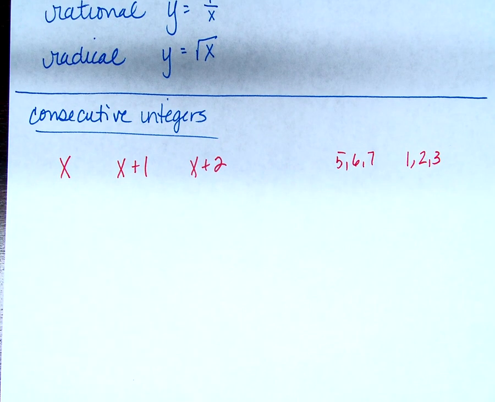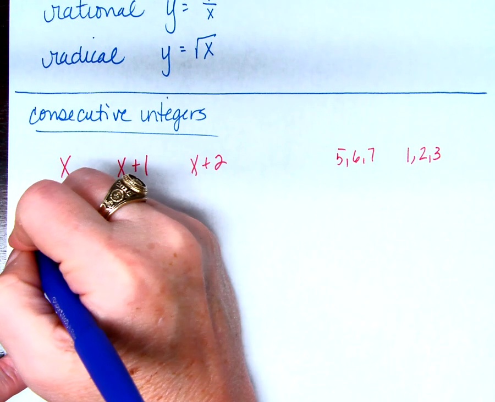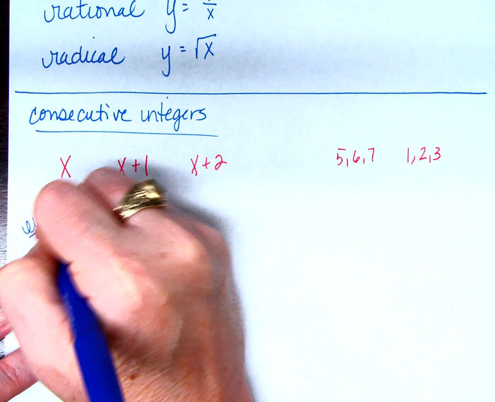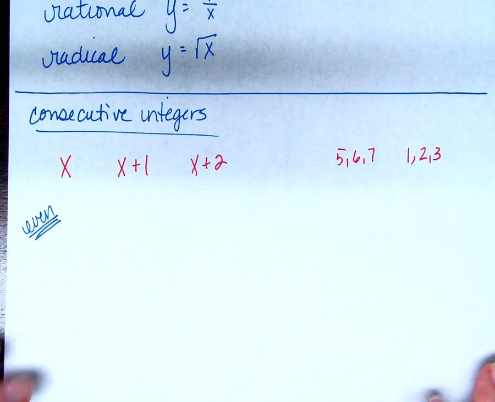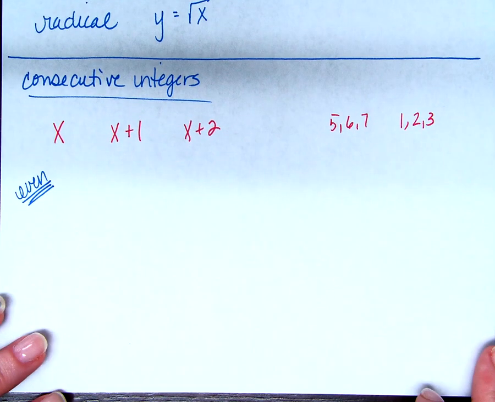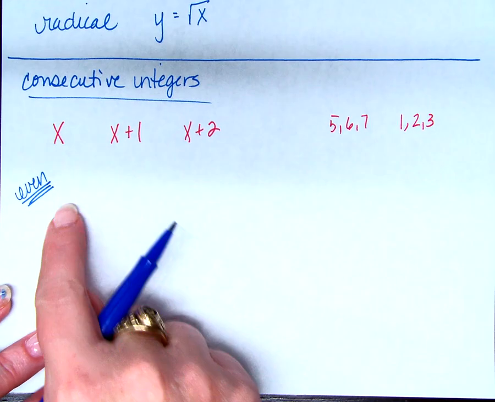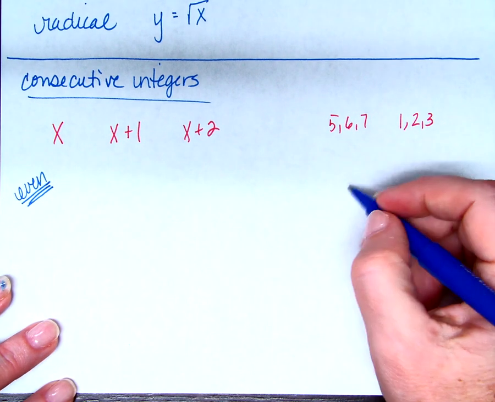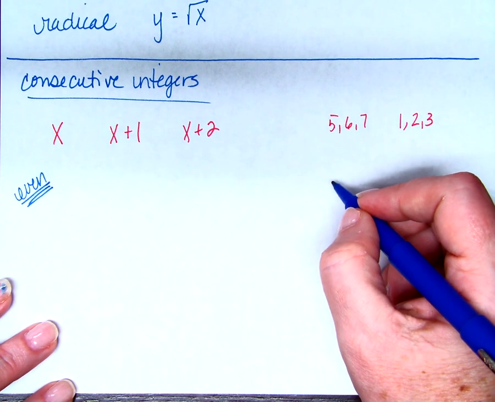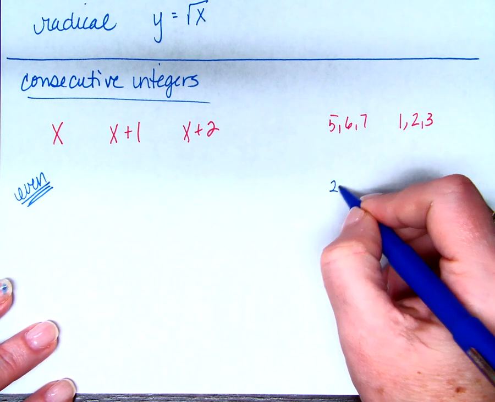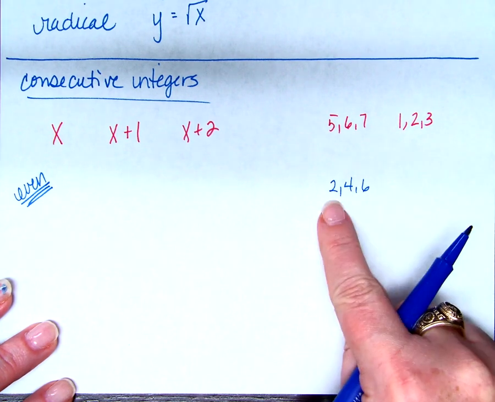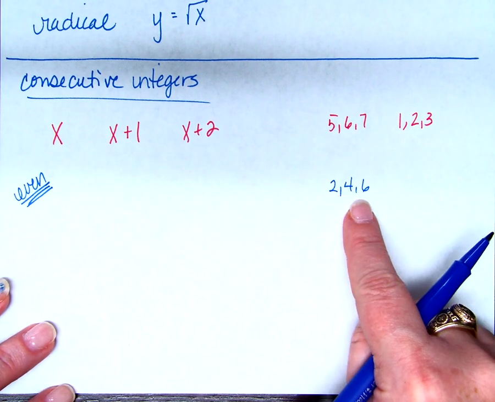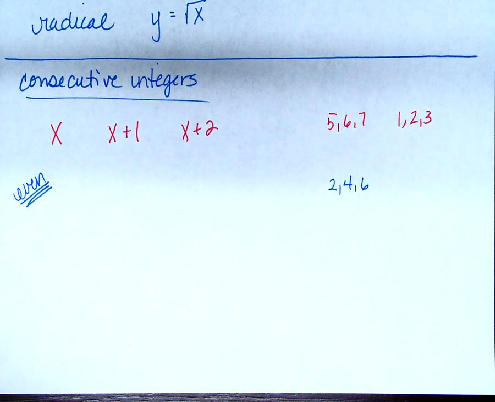Now we're going to change it up a little bit. And we're going to talk about 3 consecutive even integers. First of all, before we deal with this, can anybody give me an example of 3 consecutive even integers? 2, 4, 6. Do you see what I mean by 3 consecutive even integers? Okay, if I'm talking about 3 consecutive even integers, what should I call the first one?